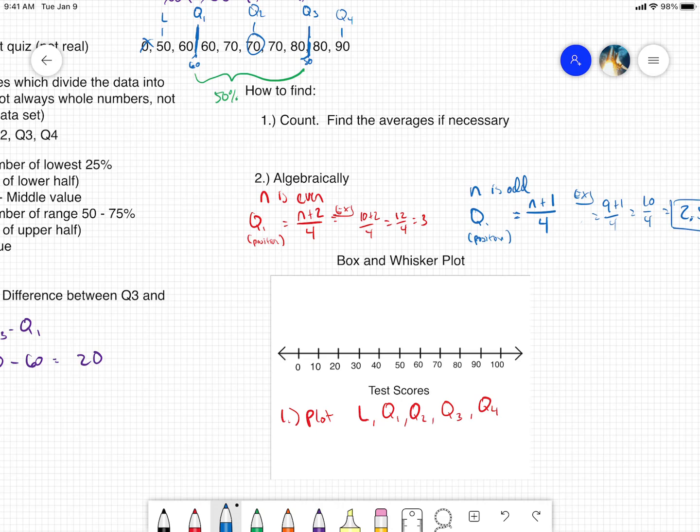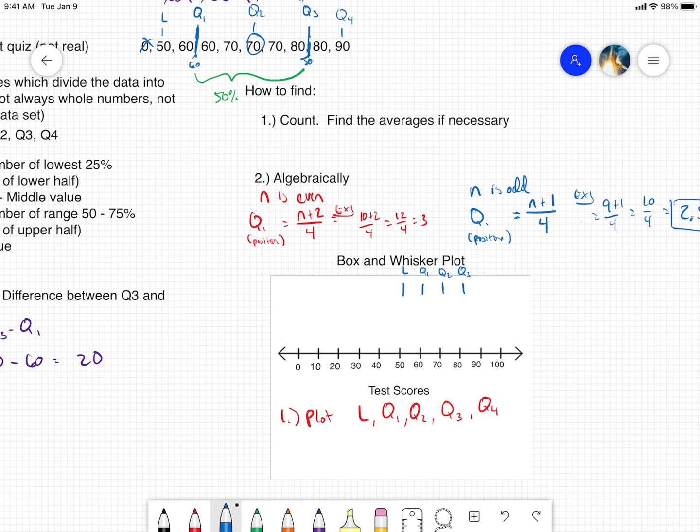So again, not including 0, we're going to plot L, which is 50, and all I'm going to do is make a little dash. That's L. I'm going to do the same thing for Q1. Q1 is at 60, so I'm going to make a little dash at 60. Q2 is at 70. We'll make a dash at Q2. Q3 is at 80.